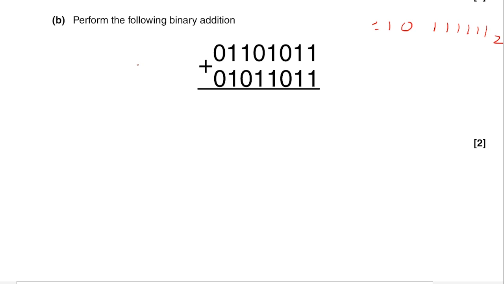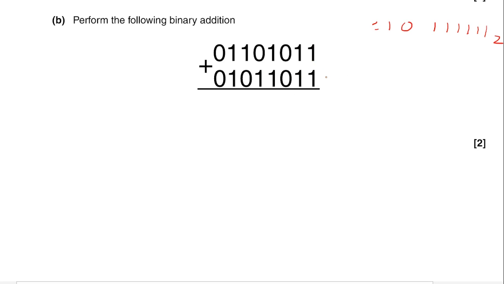For B, we have to perform this binary addition for 2 marks this time, being particularly generous. So we usually do this 1 mark per nibble, as in 4 bits each. So we start off from the right hand side, and this works like normal addition if you're doing it in base 10, if you're doing this kind of table format, I forget what it's called.